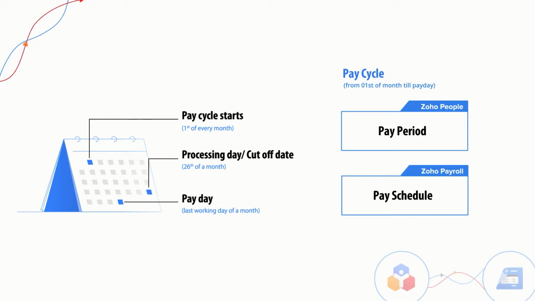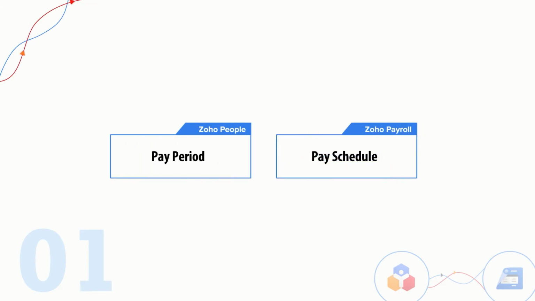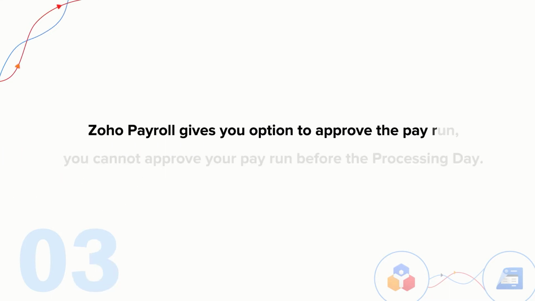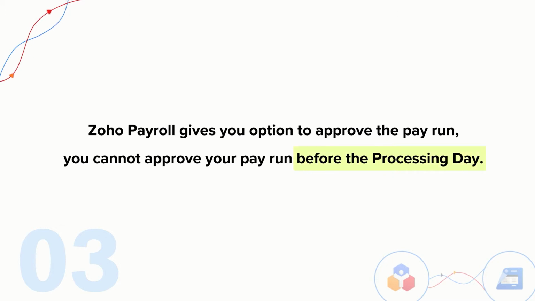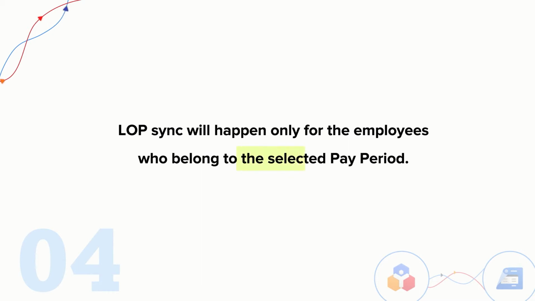Now there are a few things we need to make sure. The pay period in Zoho People must match the pay schedule in Zoho Payroll. The processing day, which is the cutoff date to generate the LOP report, in Zoho People should be on or before the payday in Zoho Payroll. Zoho Payroll gives you options to approve the payroll. You cannot approve your payroll before the processing day. LOP sync will happen only for the employees who belong to the selected pay period.